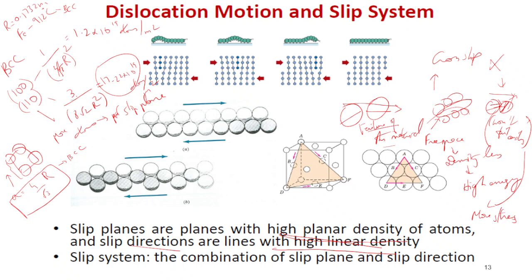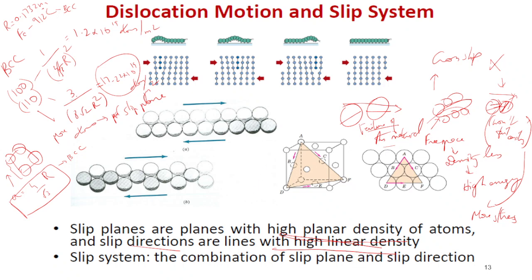Was it clear? Yes, sir. Sir, since along the grain boundaries the density is less, why does it act as a slip direction or plane like that?